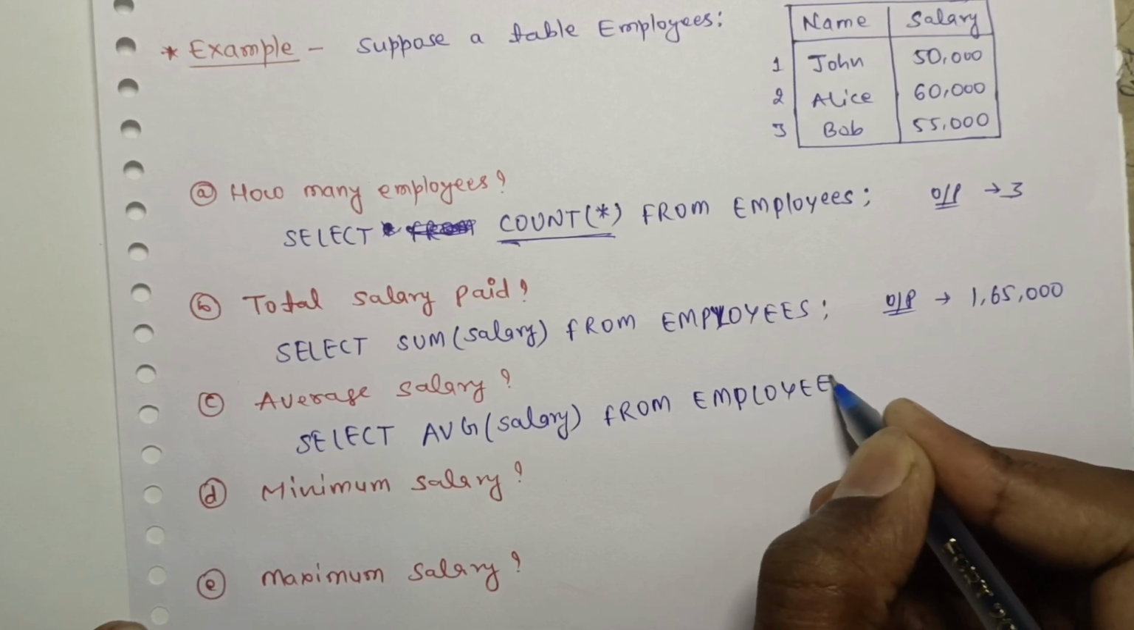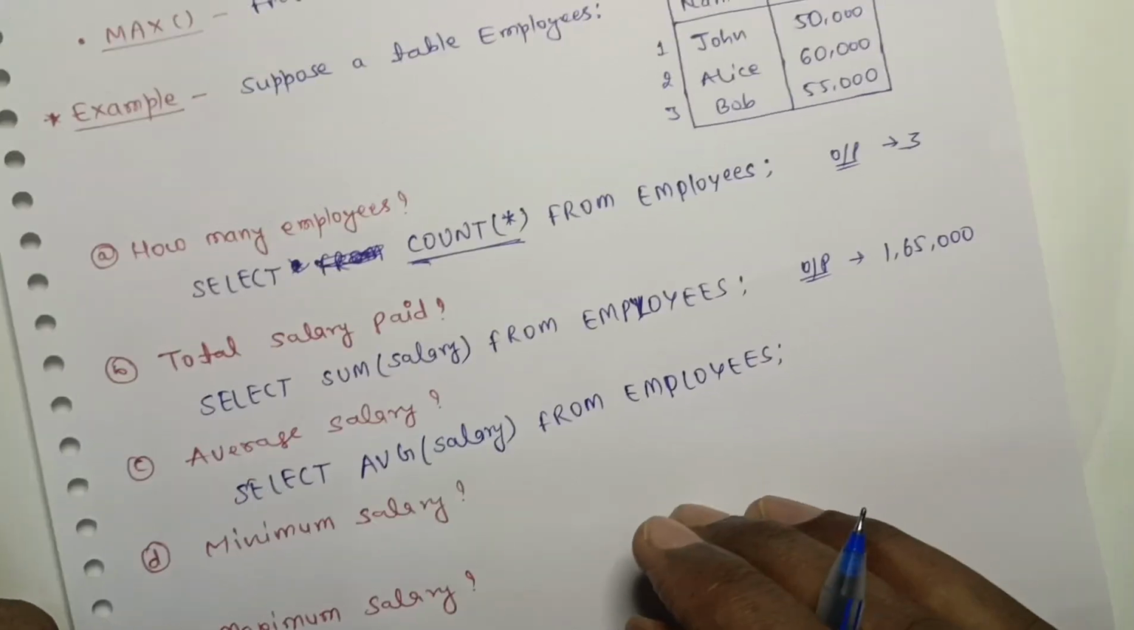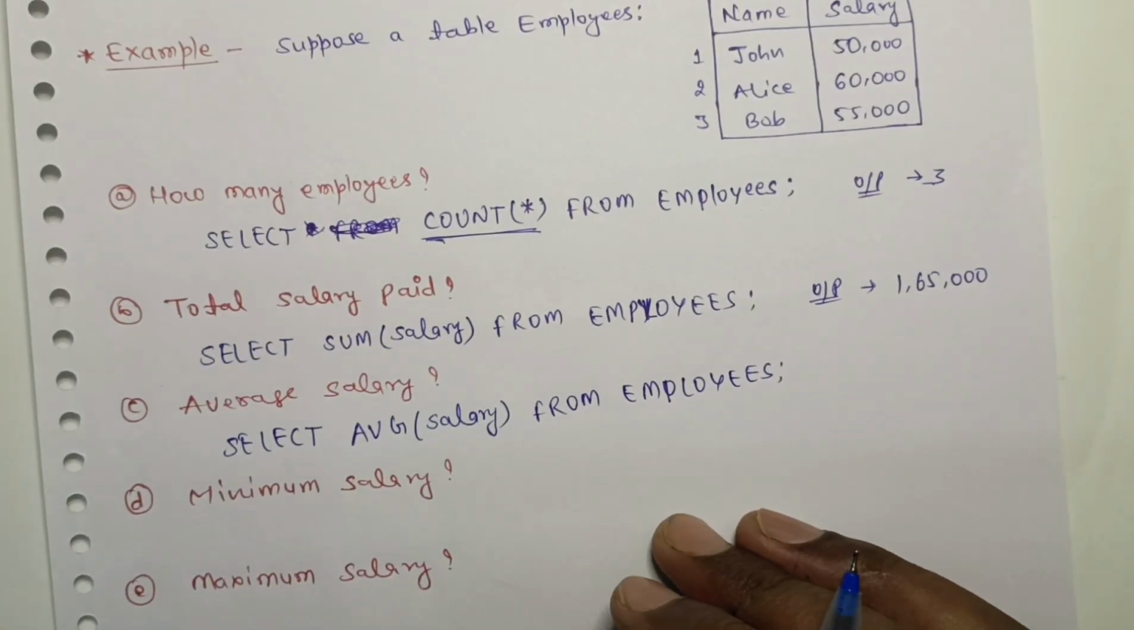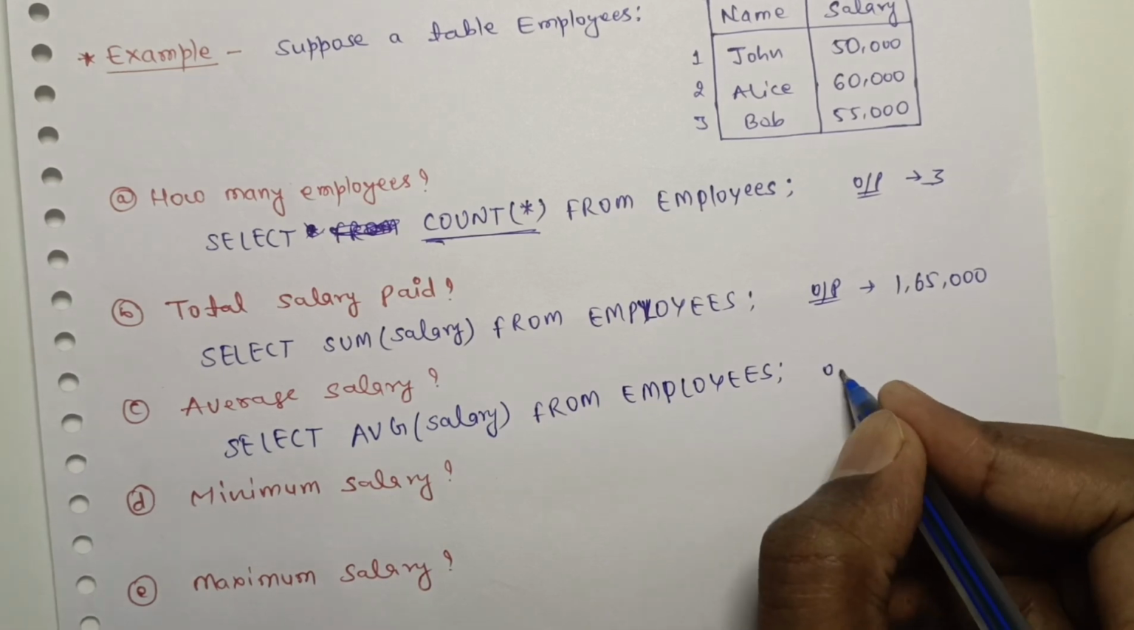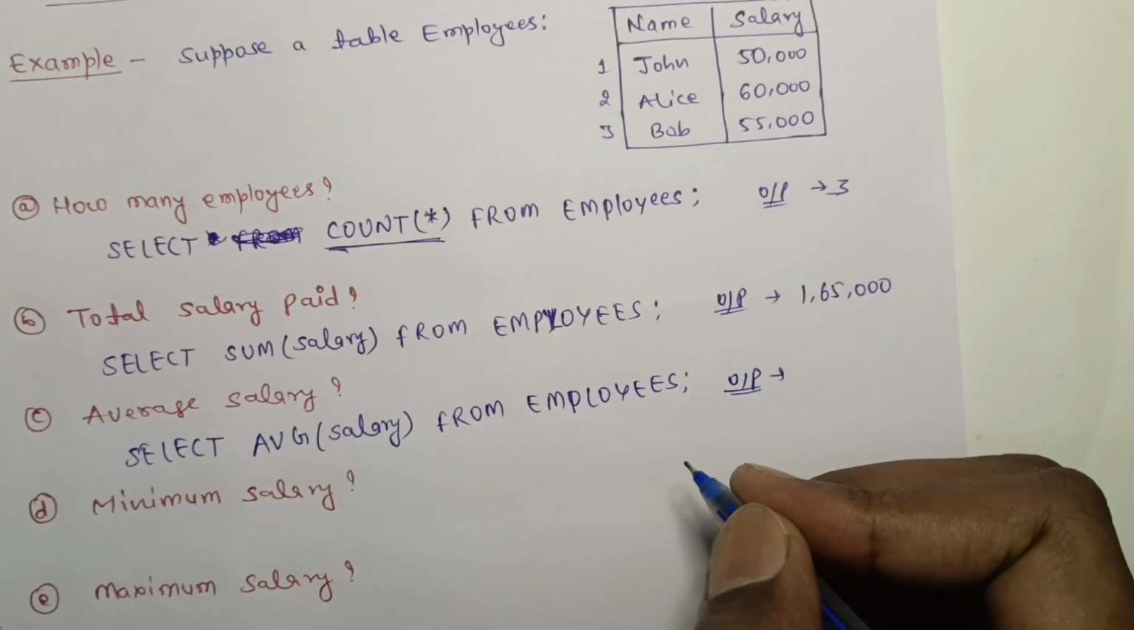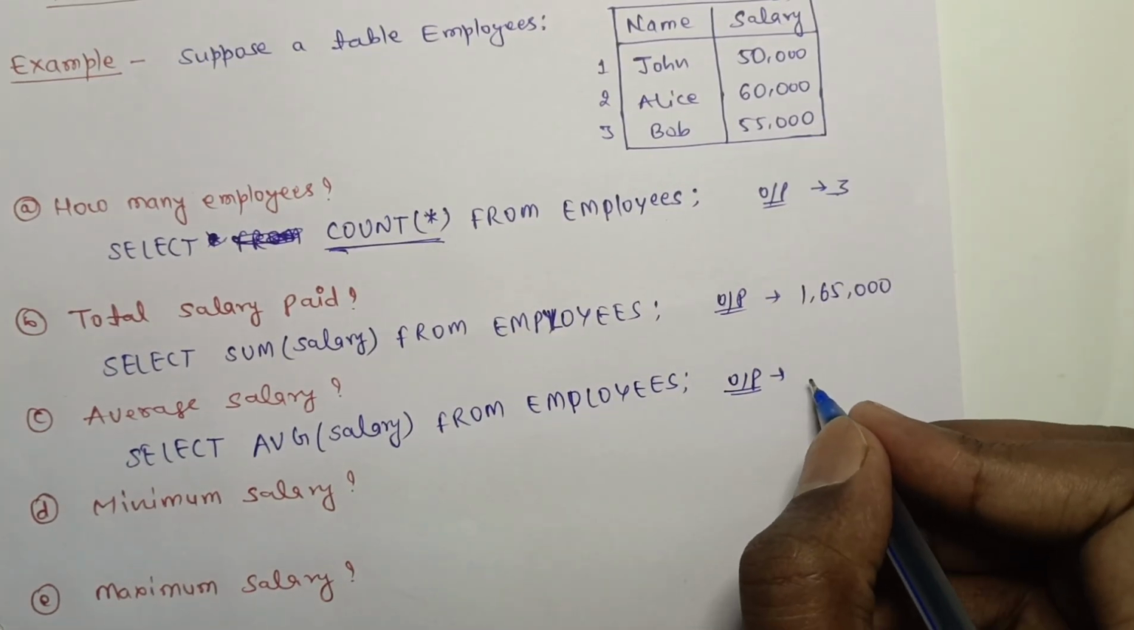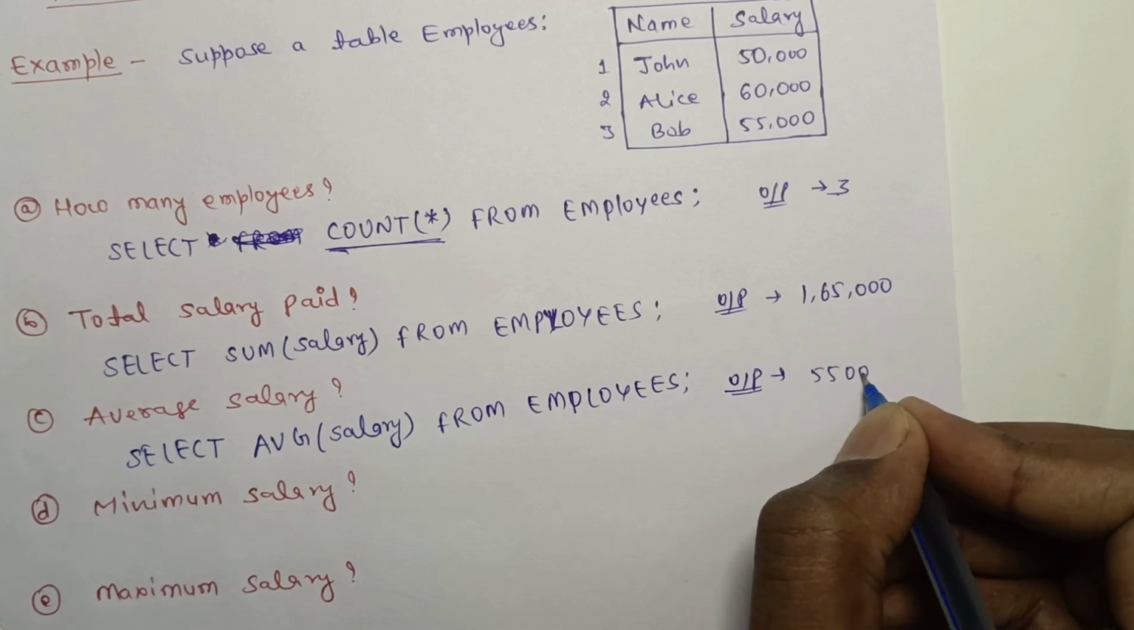Okay, now it's clear. So this will give us the average result, and what will be the output? The average of all the three values present in the table, which comes out as 55,000.